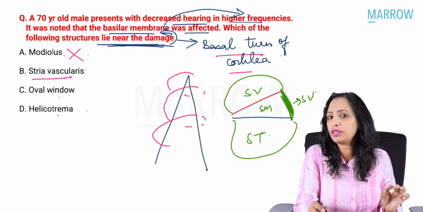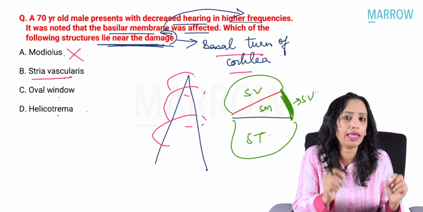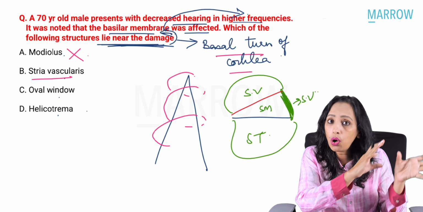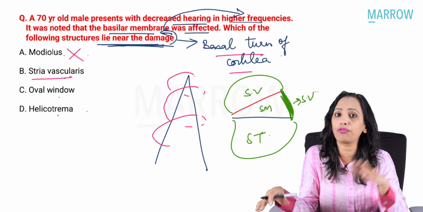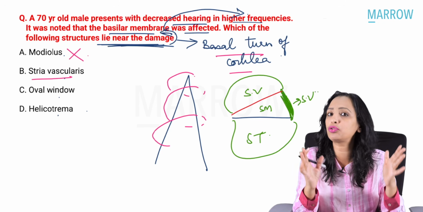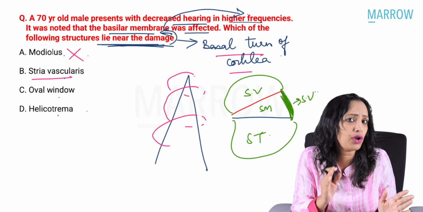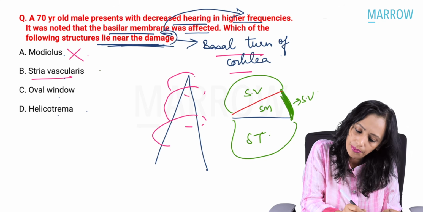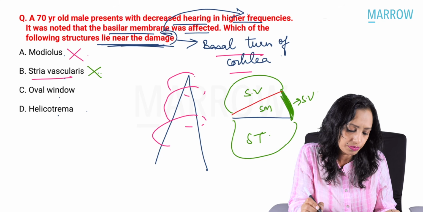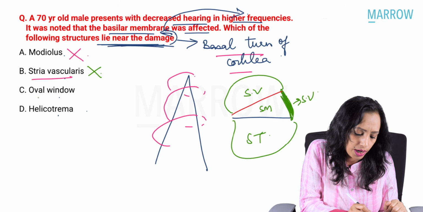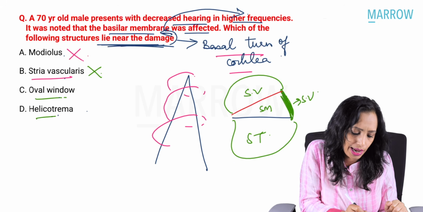So stria vascularis is not limited only in the basal turn. In the whole of the scala media, from the apex to the base, we will have the stria vascularis, the site of production of endolymph. So again, that also will not be related only to the basal turn. So this also is not the answer. Now we have two more choices. One is oval window and the other is helicotrema.